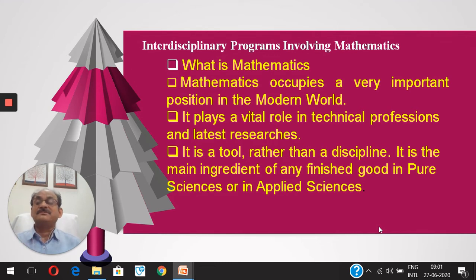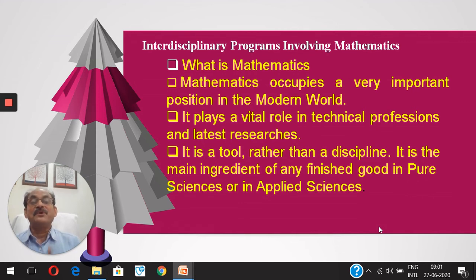So first is, what is mathematics? I am not telling about that one. What is mathematics? That is a very big question before me. So I am not telling what mathematics is. It is mathematics. Ganit. Ganitiya Sutra. That is part of mathematics.